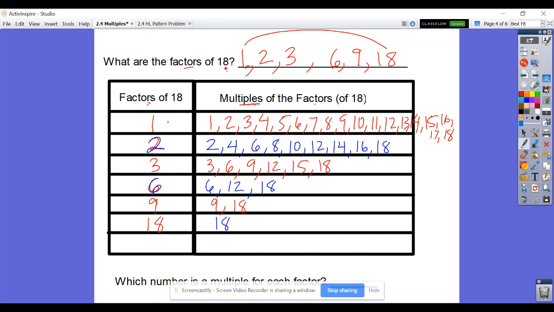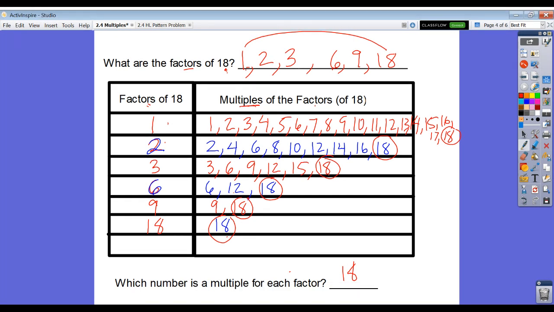And now the big question. Which number is a multiple for each factor? So compare your lists. Which number do you see again and again? I see 18 is always a multiple. And the reason for that is that no matter what factor of 18 we're talking about, you can multiply it by another whole number and get 18.